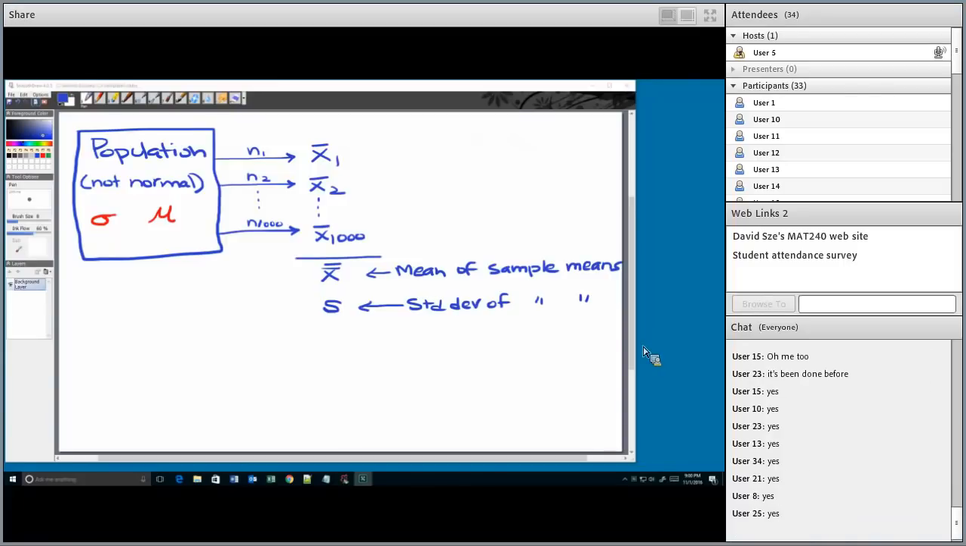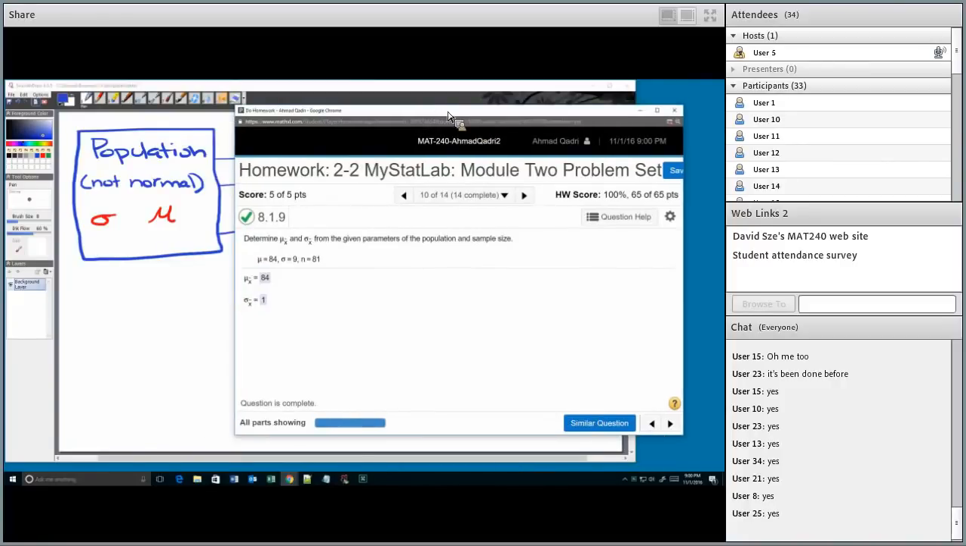Okay, so we're going to start with problem 10 tonight. We left off with problem 9 yesterday, and we finished problem 9.